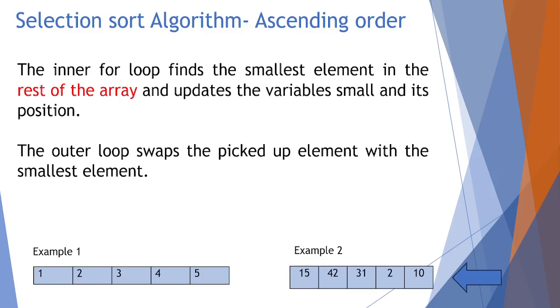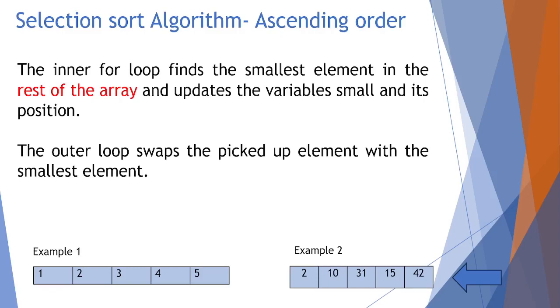Let's see example 2: 15, 42, 31, 2, 10 is the array. The outer loop picks up 15 and the inner loop searches for the smallest from 42 onwards. 2 is the smallest, so 15 and 2 are swapped. Now the outer loop picks up the next element. 2 is in its position according to ascending order. Now 42 is picked up, and what is the smallest in the rest of the array? That is 10. So 42 and 10 are swapped.